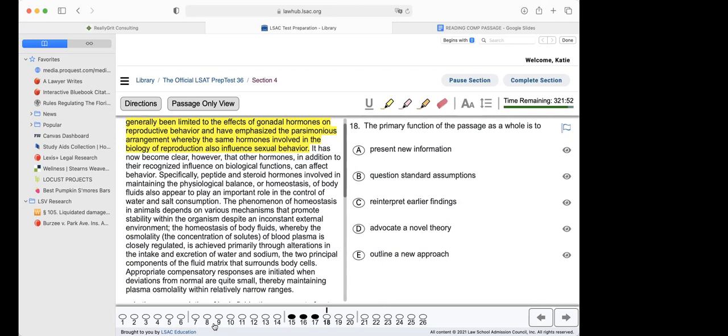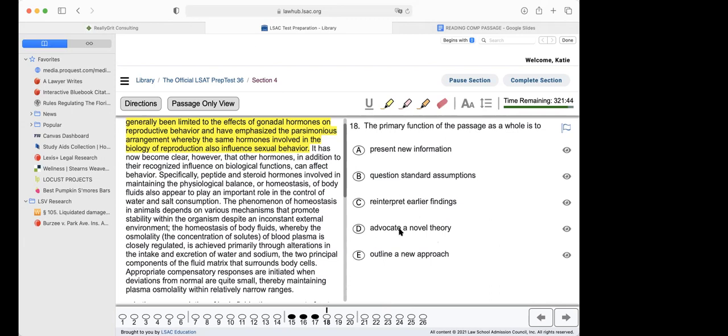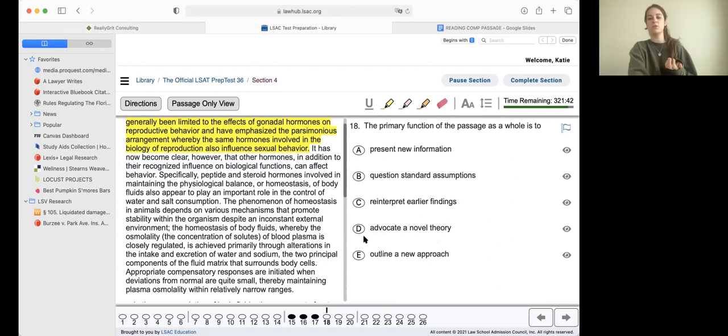Sorry, what does it mean by a novel theory? I feel like that comes up a lot, but I never understand. Yeah, so novel just means unique, completely new. Oh, okay, perfect. And then advocate, so between D and E, E would be more like, are they informing us about a new approach? Or D, are they trying to say that this new theory is the best?